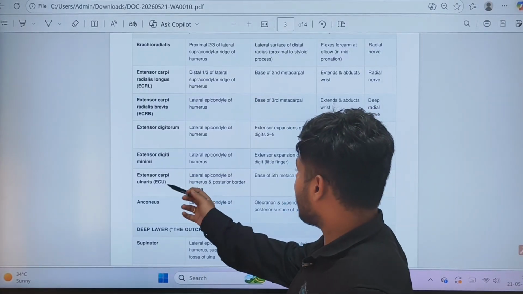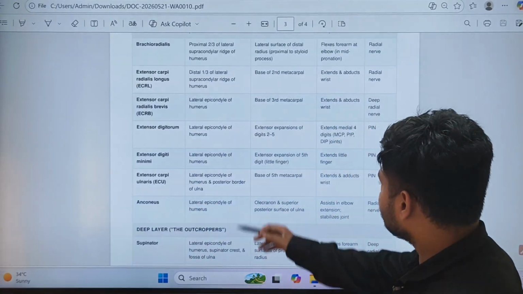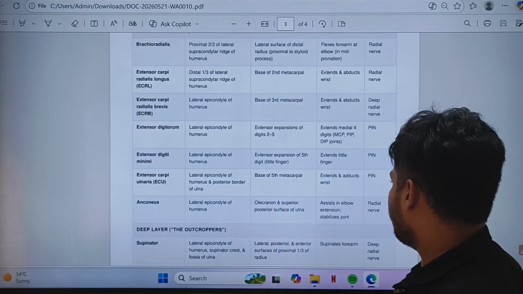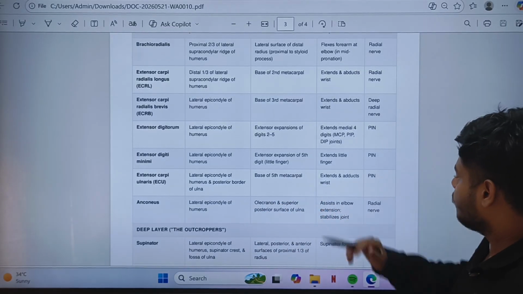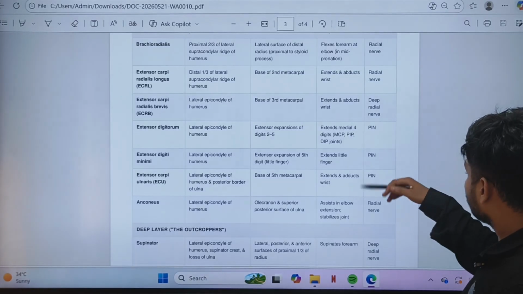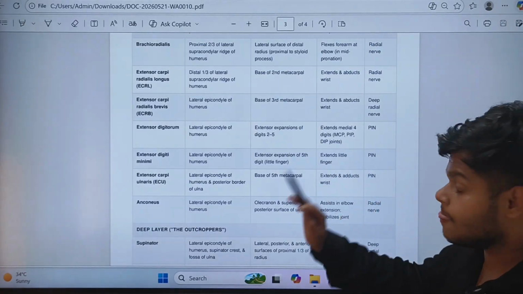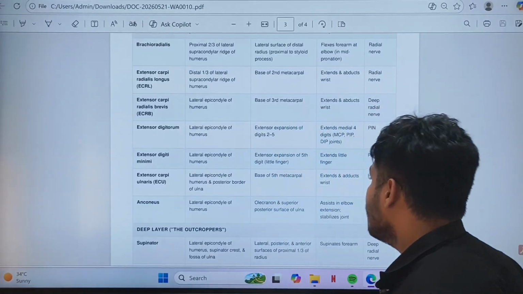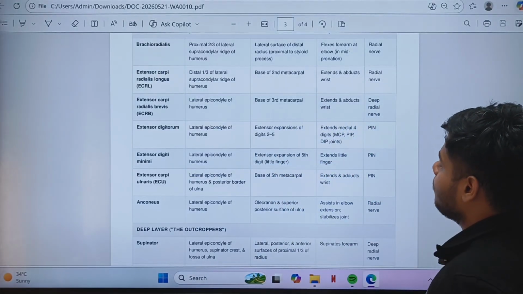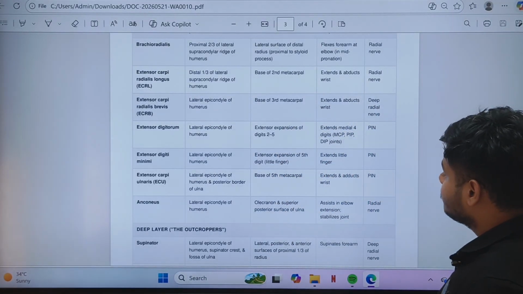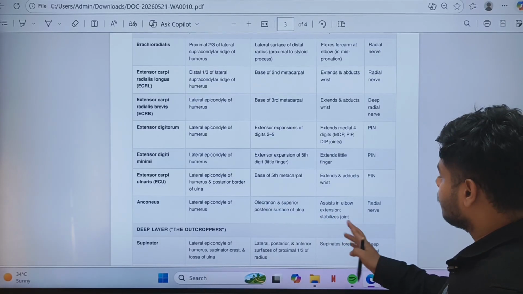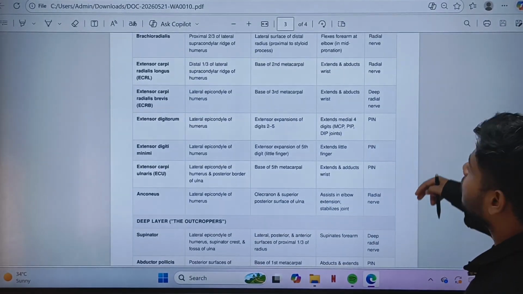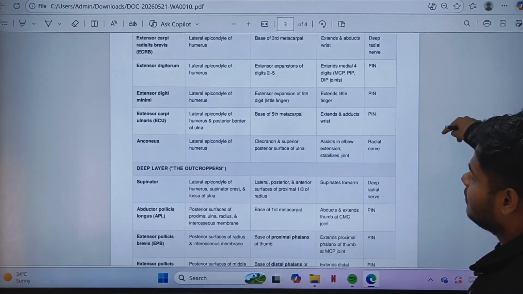Then comes extensor carpi ulnaris, which originates from the lateral epicondyle of the humerus and the posterior border of the ulna and inserts on the base of the fifth metacarpal, also supplied by the posterior interosseous nerve. Then comes the anconeus muscle, which originates from the lateral epicondyle of the humerus and inserts on the olecranon and superior posterior surface of the ulna, and it's supplied by the radial nerve, like brachioradialis.